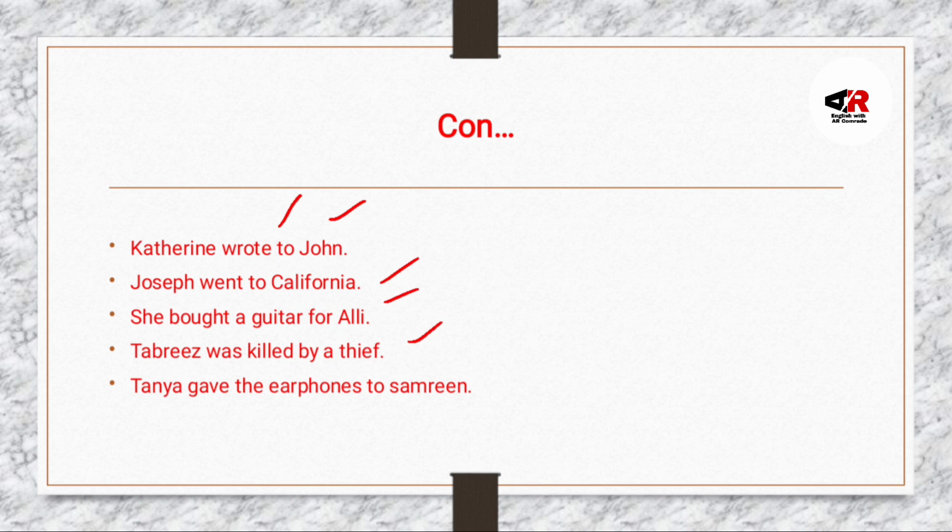The bracelet was killed by a thief. By is what? Preposition, and a thief is what? Oblique object. Tanya gave the earphones to Samreen. So to is what? Preposition, and Samreen is what? Object, means oblique object.